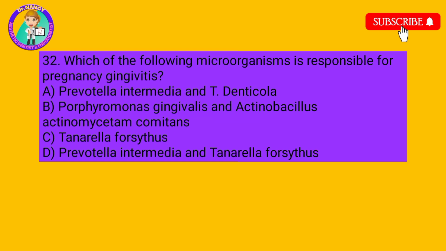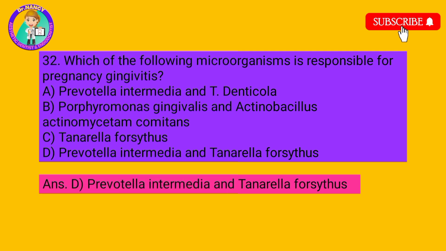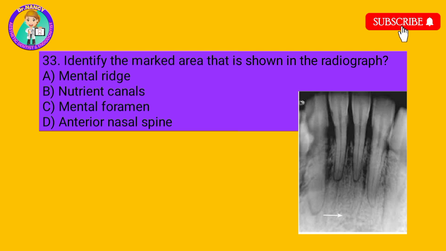Which of the following microorganisms is responsible for pregnancy gingivitis? Prevotella intermedia and Treponema denticola, Porphyromonas gingivalis, Actinobacillus actinomycetemcomitans, Tannerella forsythia, Prevotella intermedia and Tannerella forsythia. Answer, Prevotella intermedia and Tannerella forsythia.